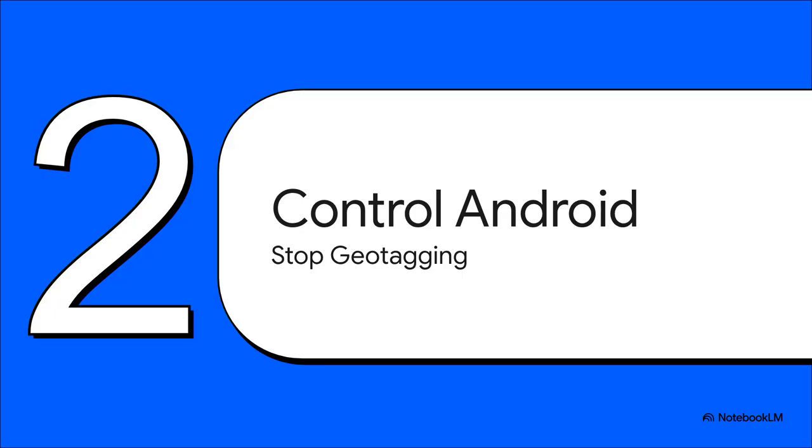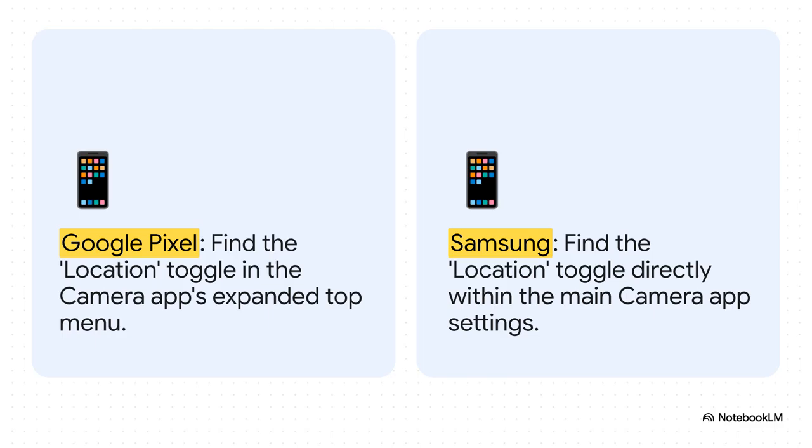Okay, enough with the scary stuff. Let's start fixing it. And we're going to start with all you Android users out there. We're going to shut this data leak off right at the source inside your camera app. Now for Android, the process can be a little different depending on what phone you have. But don't worry, the goal is exactly the same. We're going to walk through the two most common ones right now, Google Pixel and Samsung.